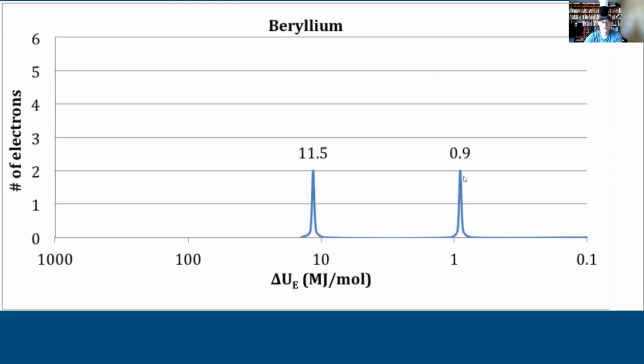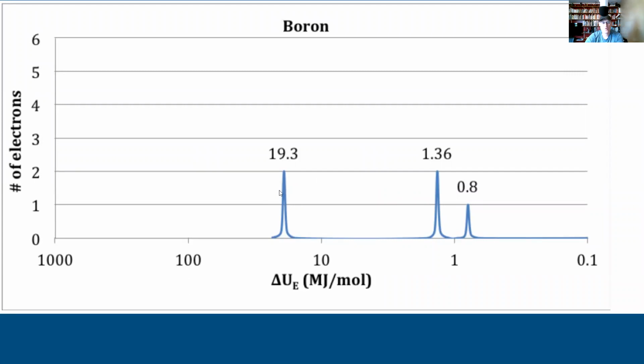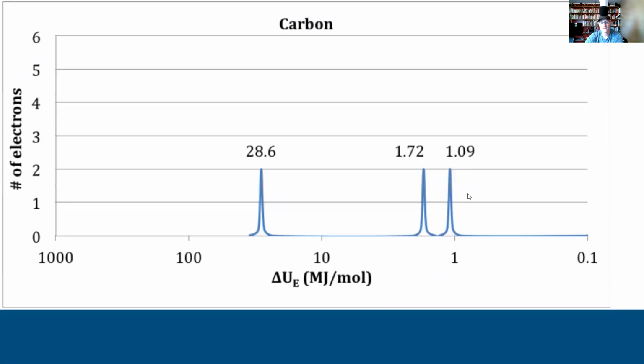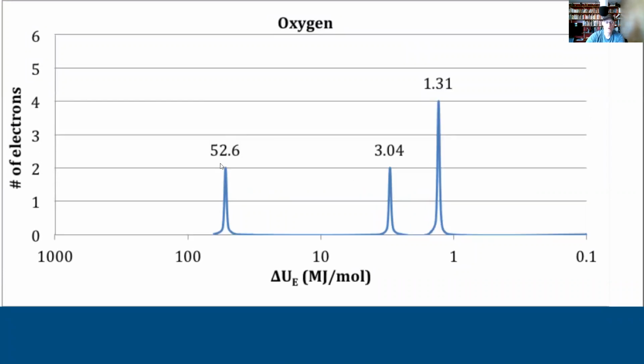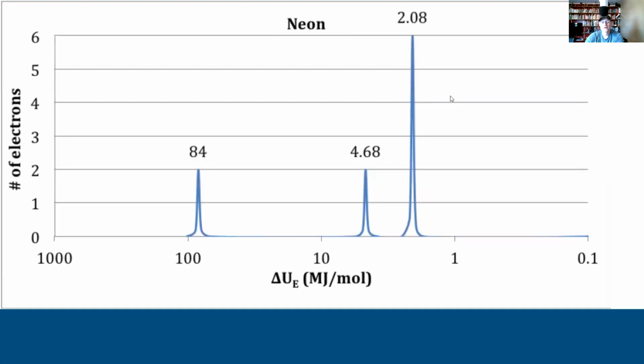Beryllium, 1s2, 2s2, but you'll notice that all those peaks, again, shifted to a higher energy. Boron is now going to be 1s2, 2s2, 2p1. Carbon now ends up being 1s2, 2s2, 2p2, and 2p3 for nitrogen. Oxygen, again, 1s2, 2s2, 2p4. Got back to fluorine, which we've done already. And neon is now going to be 1s2, 2s2, 2p6.